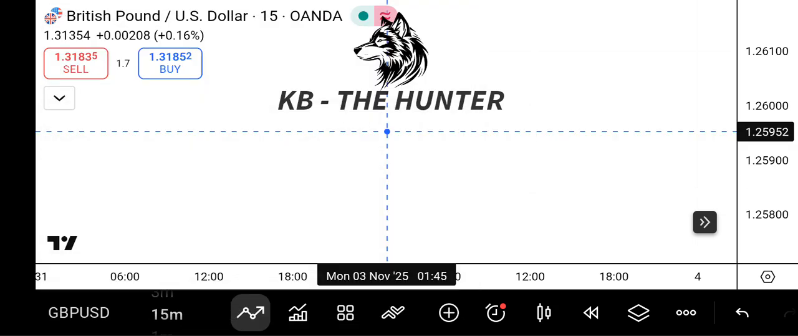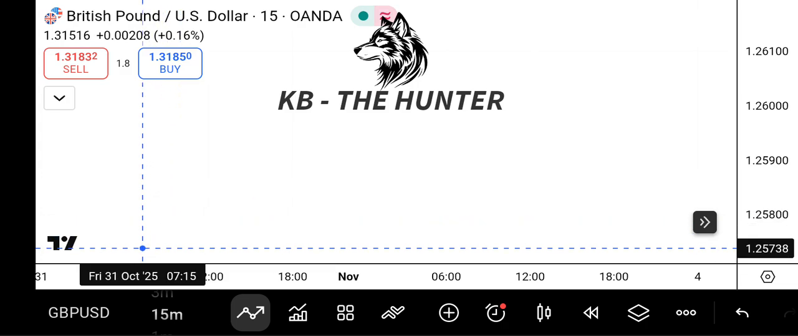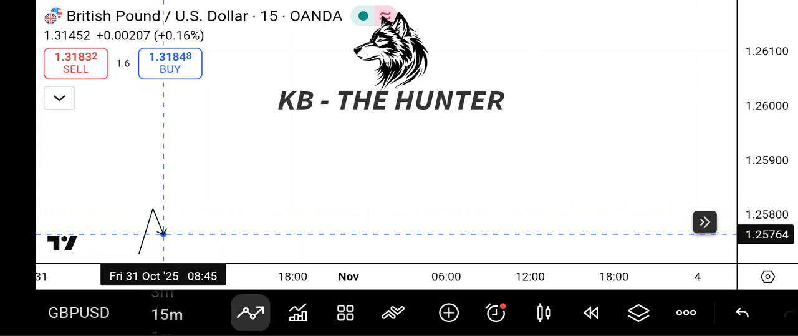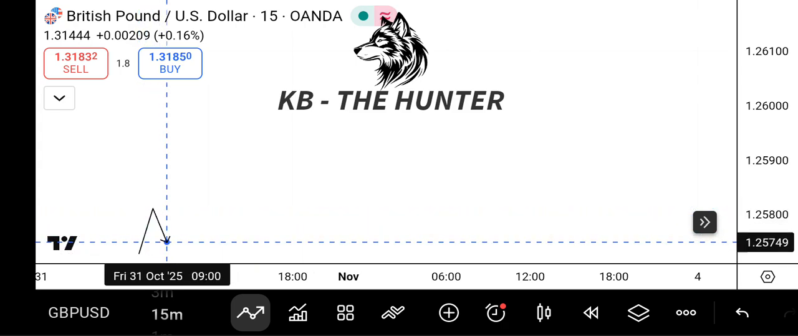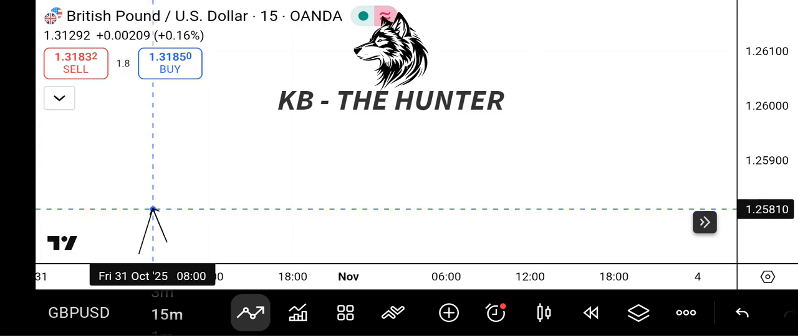How is the advanced market structure different from the basic market structure? If you have not watched my video on the basic market structure, go and watch it. So this is how the advanced market structure moves. In the basic market structure, this is a higher high already. But in the advanced market structure, this is not a higher high yet.